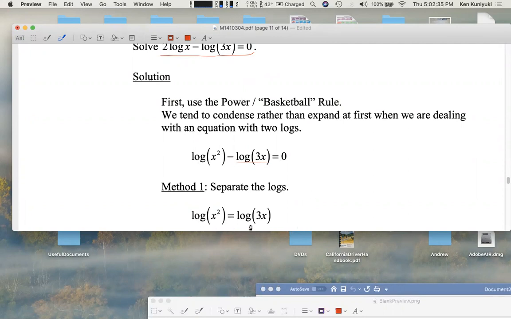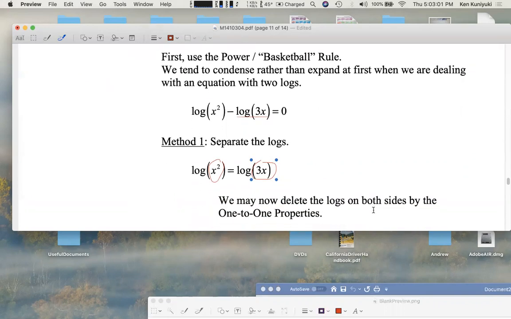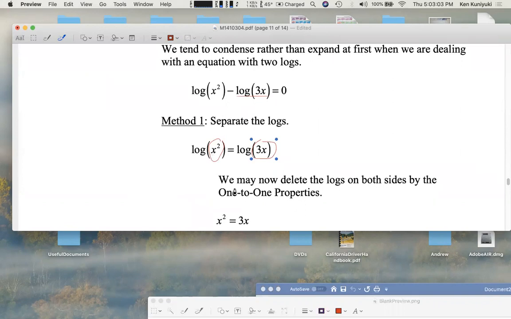Log of x squared equals log of 3x. Now here, we're dealing with a common log, log base 10, but in a way, it doesn't even matter. As long as it's the same type of log with the same base, we can basically drop the logs because it's the one-to-one property. We can set these arguments equal to each other. We drop these logs and we get x squared equals 3x.